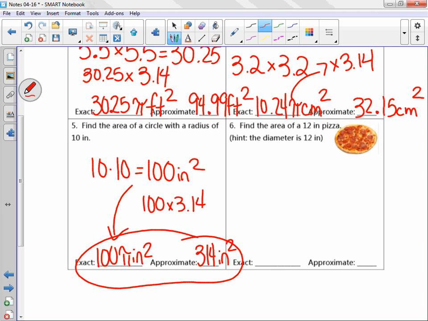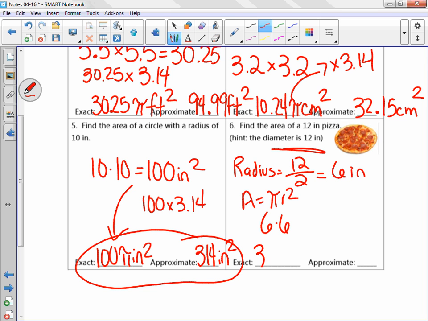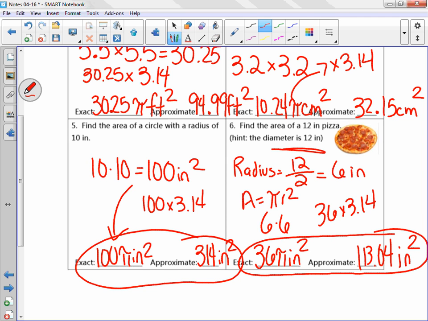Last question, area of a 12-inch pizza. The diameter is 12 inches, therefore you need the radius. The radius is 12 divided by 2, which is 6 inches. Area equals pi times radius squared, so 6 times 6 is 36 pi inches squared. The approximate value of that, when I multiply 36 by 3.14, I get 113.04 inches squared. Those are your 2 answers for number 6. If you did that right, you're doing well and you seem to be on track.